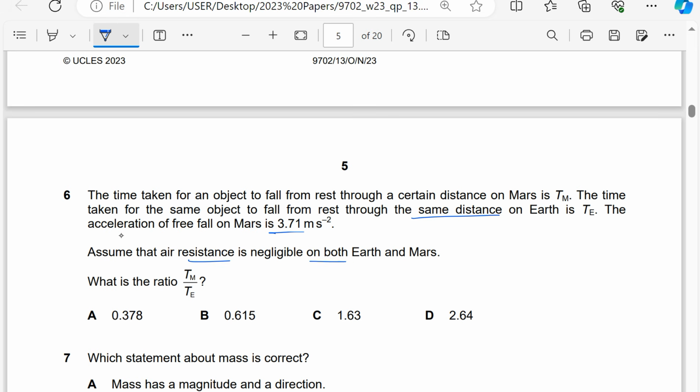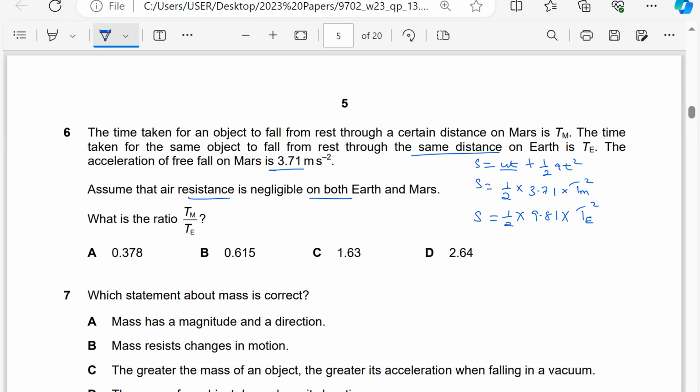Since air resistance is negligible, the acceleration is constant. So I'll use s equals ut plus a half at squared. I'll start with Mars. s is equal to, starts from rest, initial velocity is 0, so this will be a half times the acceleration on Mars, which is 3.71, times the time for Mars, Tm, squared. Then on Earth, the distance, remember, was the same. Initial velocity is 0, so this is a half times the acceleration on Earth, 9.81, times the time on Earth, Te, squared.